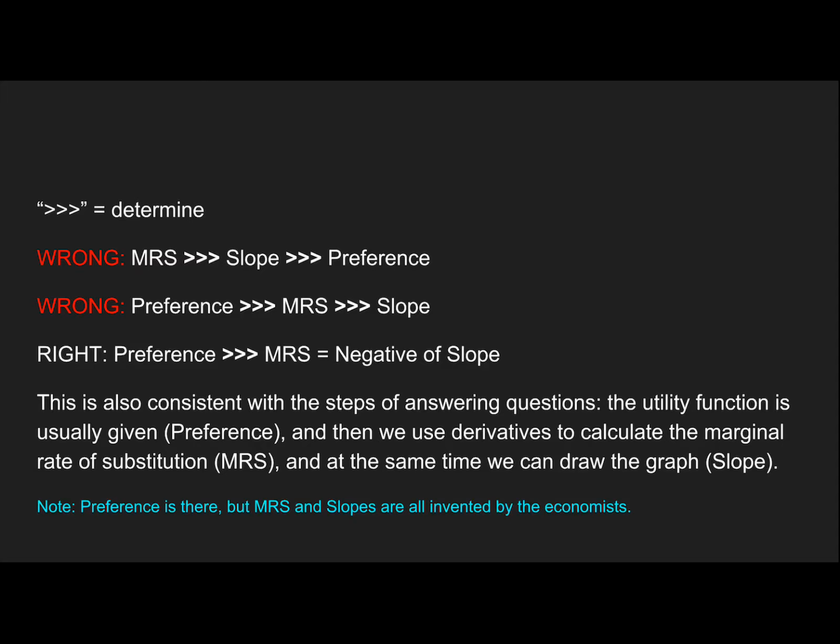When we get a question, we usually get a utility function first. So the utility function is given, which means we got a preference. And we use the preference, we use some derivative method to calculate the marginal rate of substitution. We use a utility function, we use a preference to get the MRS. And once we get the MRS, we get the slope. So preference is there, but MRS and slopes are all invented. These two ideas are all invented by the economists.